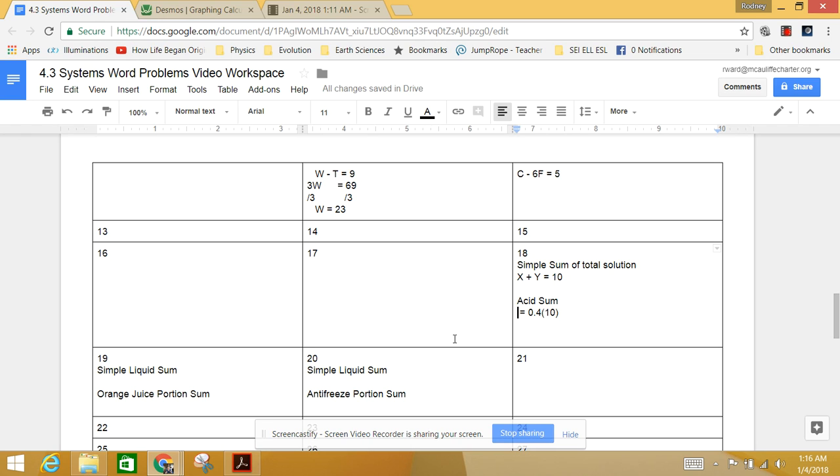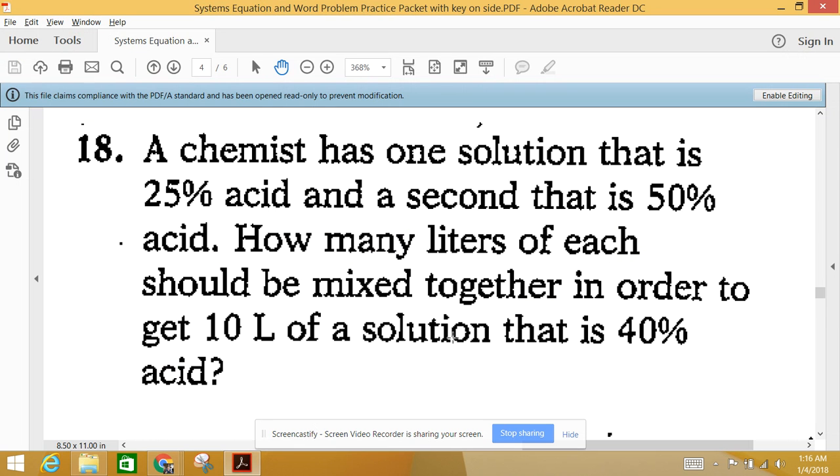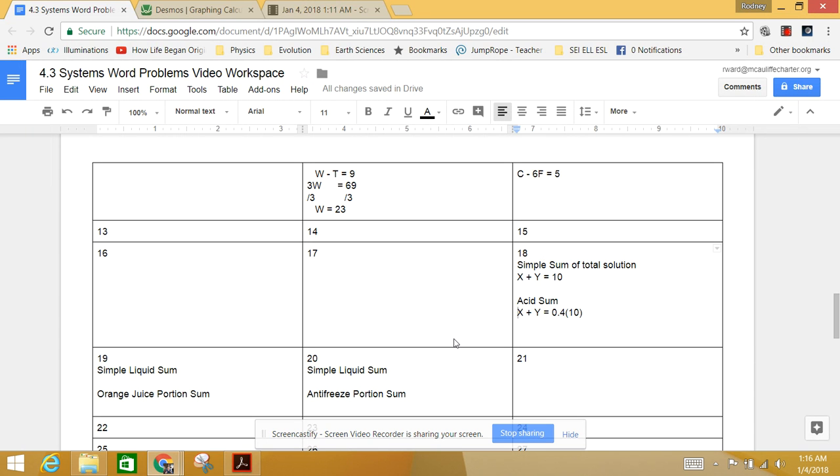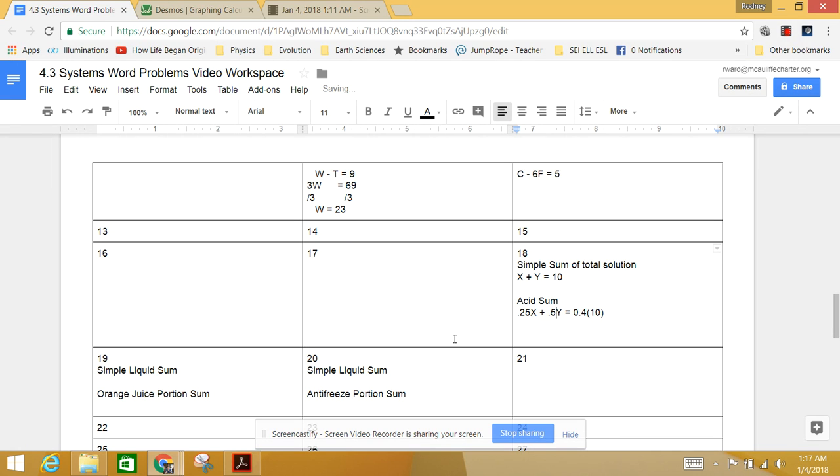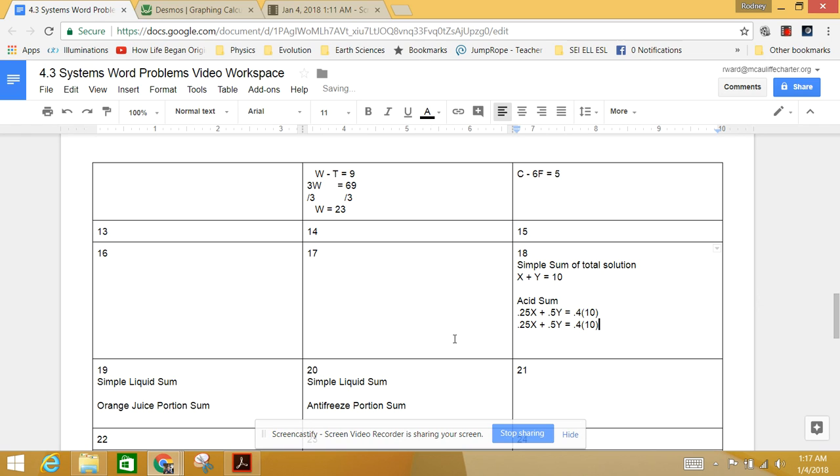But then I'm going to put together the two portions here. So my X portion is going to be 25% acid, so 0.25 times X will be acid. My Y one is 50%, so 0.5Y will be acid. Now 0.4 times 10, let's simplify that. That's going to be just 4. And then if I want to clear out the decimals, I multiply everything by 100, so that becomes 25, that becomes 50, and that becomes 400.